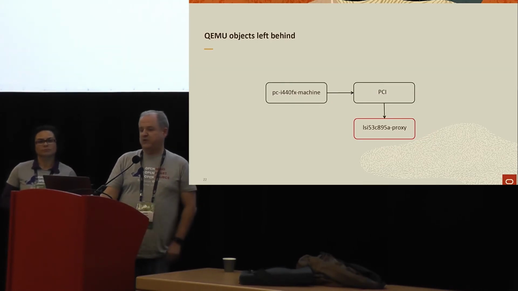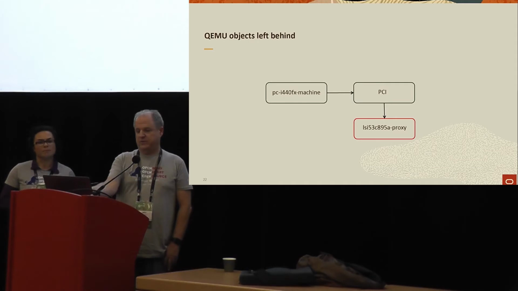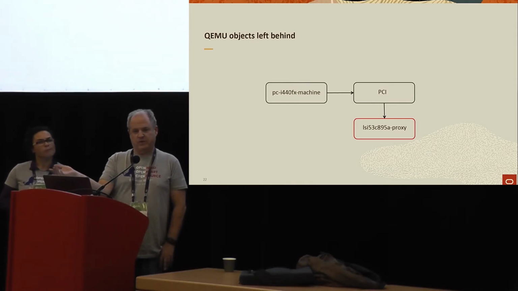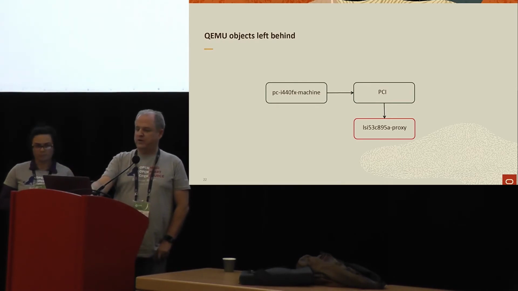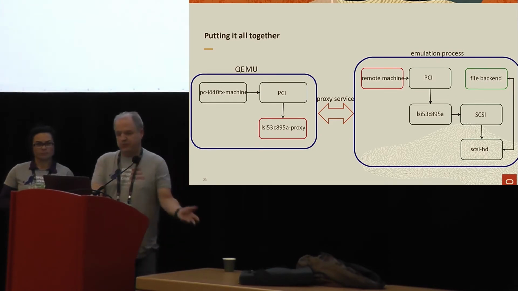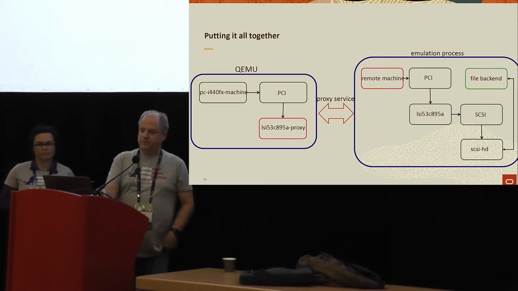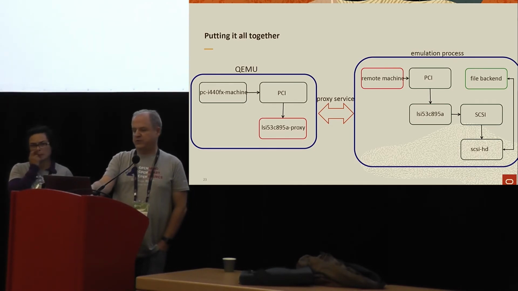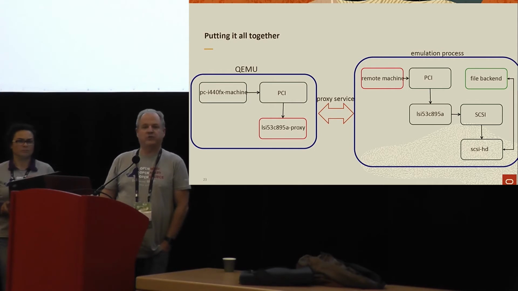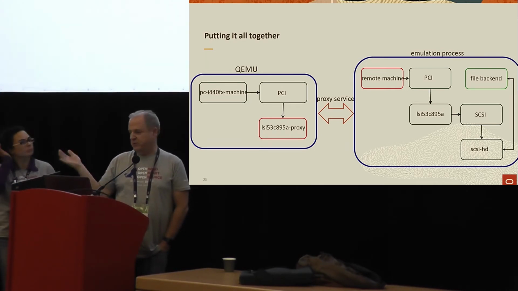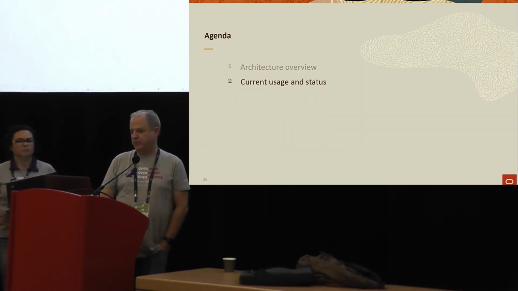So what's left behind in QEMU is very, very simple. It's just the machine object that was created when you fired up QEMU. It created a PCI bus, and the proxy is hung underneath it. And then finally, just putting those two things together. On the left is QEMU with just the proxy in it, the proxy service going in between the two, and then the emulation code on the right. Again, the only things that we've done are the things marked in red. Everything else is just QEMU, built from QEMU and executed like QEMU.